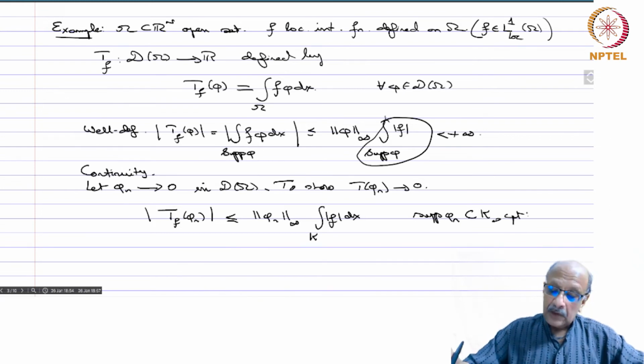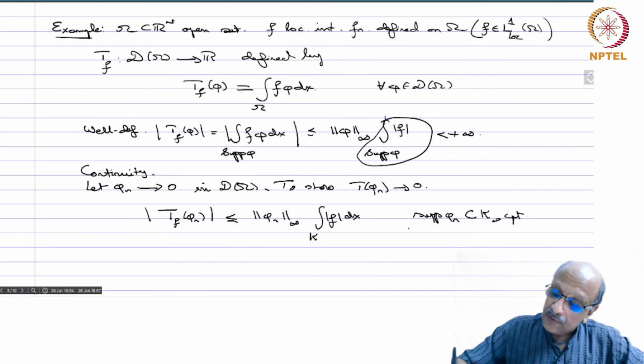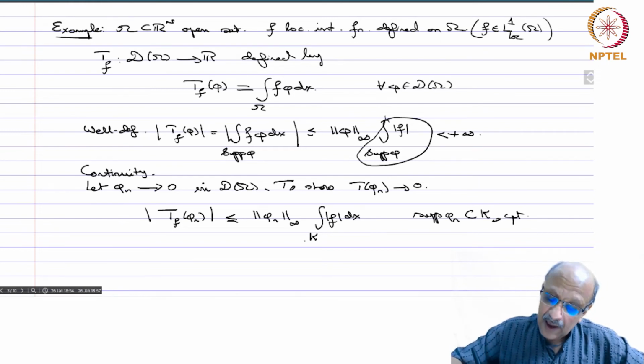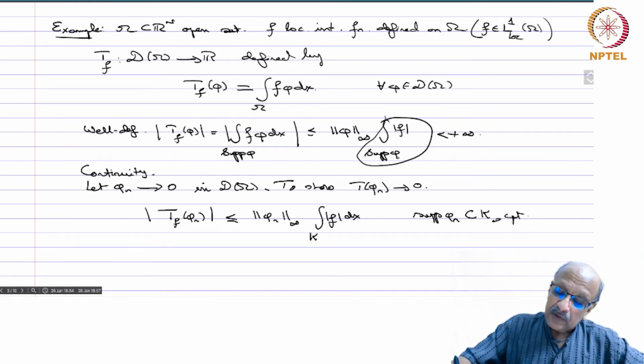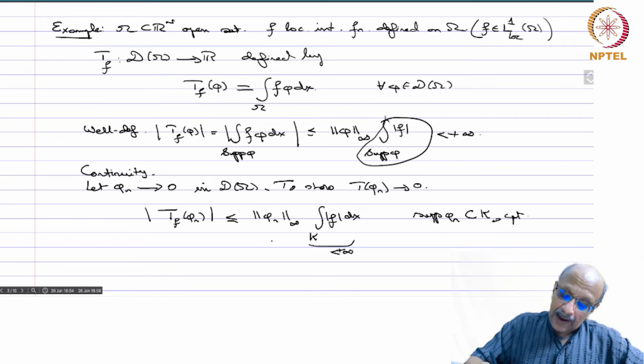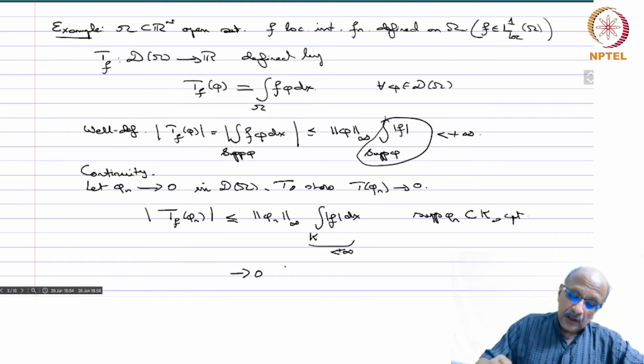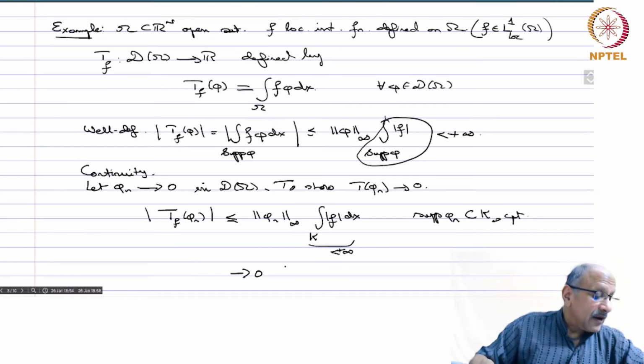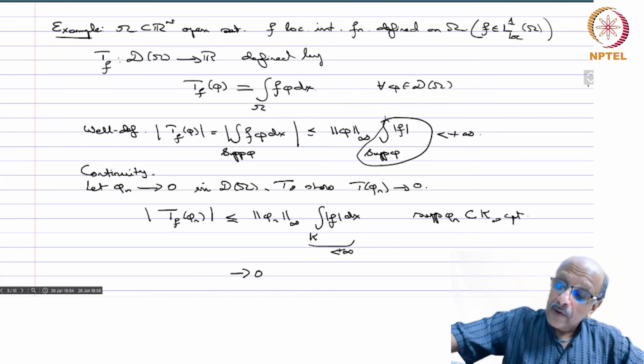So by the definition of the convergence to 0, all the supports are contained in a fixed compact set K. So this integral, which was supposed to be over the support of φ_n, we are now enlarging to a bigger set, namely over K, and this quantity is a fixed finite quantity. And you know that φ_n goes to 0, so on K all these φ_n's will go to 0 uniformly, and therefore this goes to 0. Uniformly means ‖φ_n‖_∞ goes to 0, and therefore T_f defines a distribution.